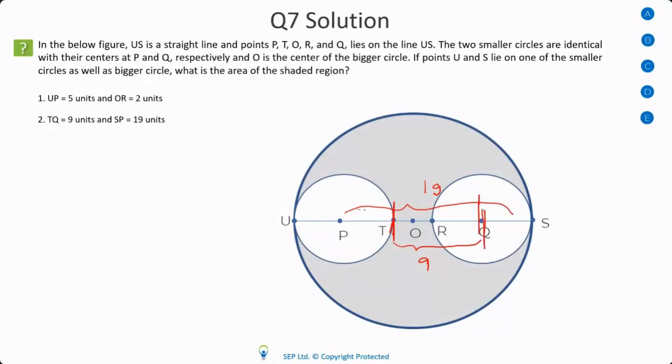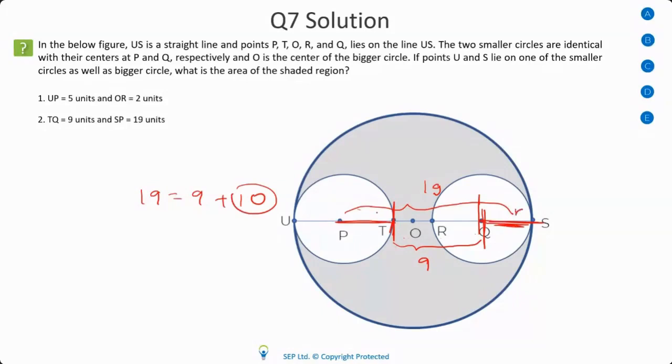So, and I know the whole thing is 19. So I can say the remaining part, this part from here to here, and this part from here to here, has to be 10, right? Because from here to here, this is 9.